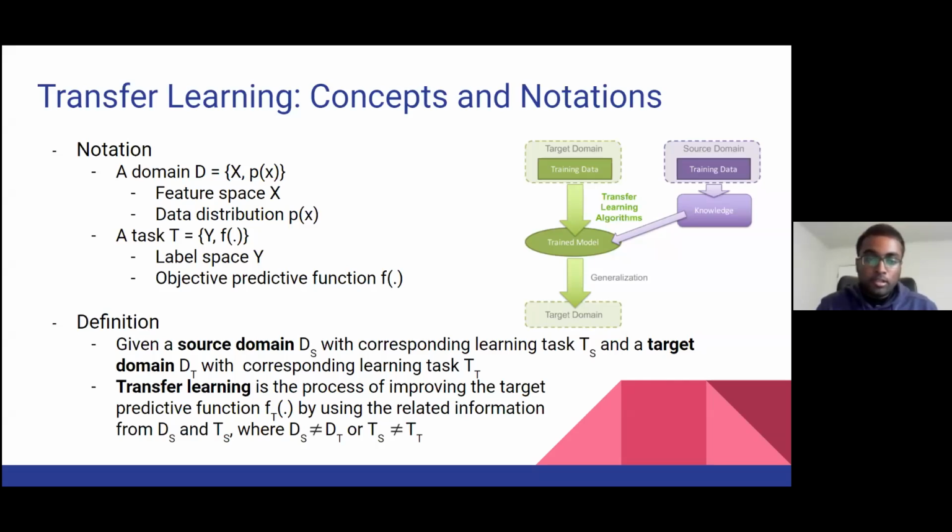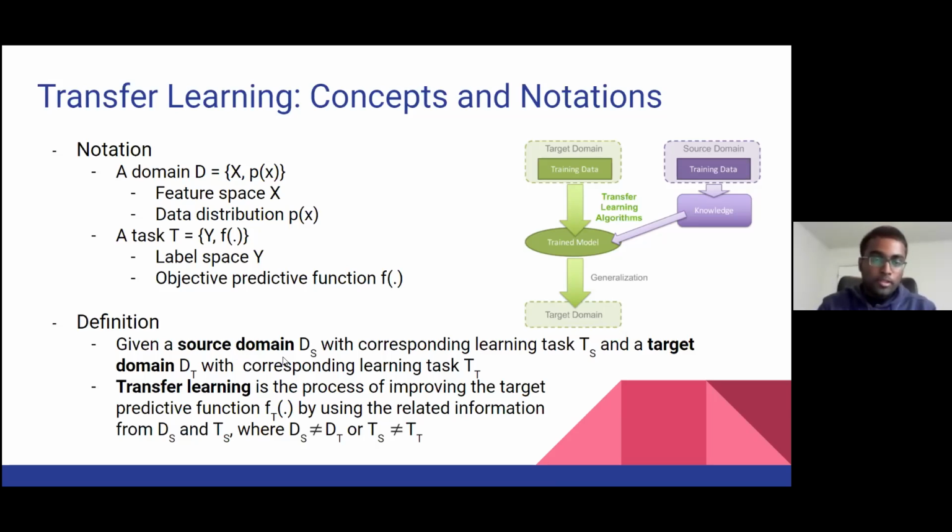So now that we know what a domain and a task are, for a given source domain and learning task, and a given target domain and target task, transfer learning is essentially the process of finding the target conditional probability distribution with the knowledge of the training that is done for the source, between the source domain and the target, that is the source task, DS and DT. Given that DS is not equal to DT and TS is not equal to TT.